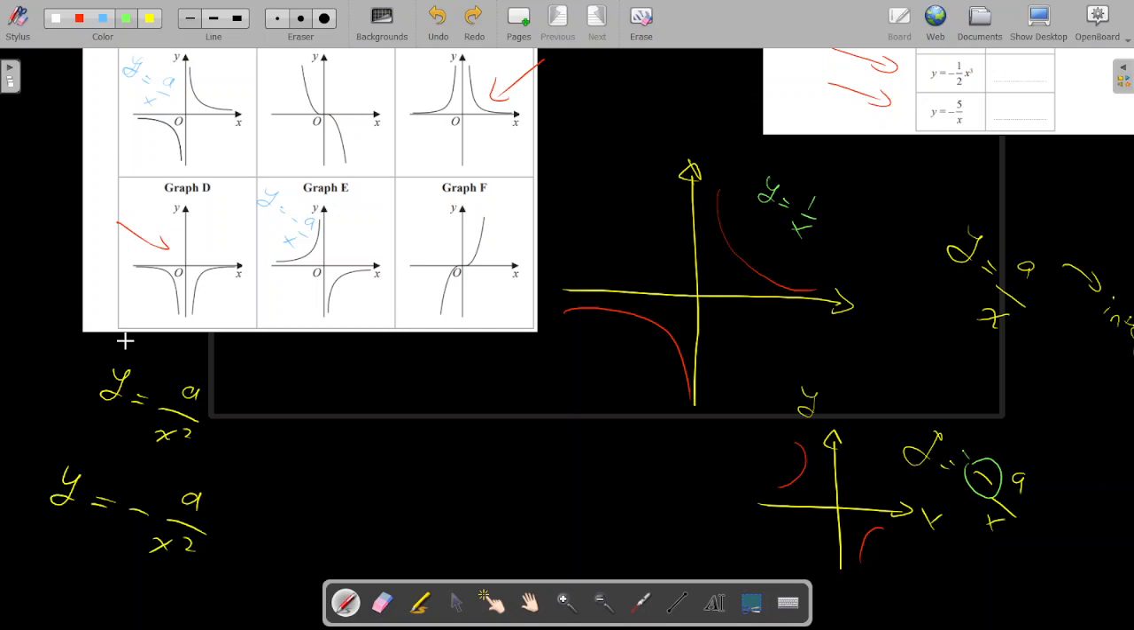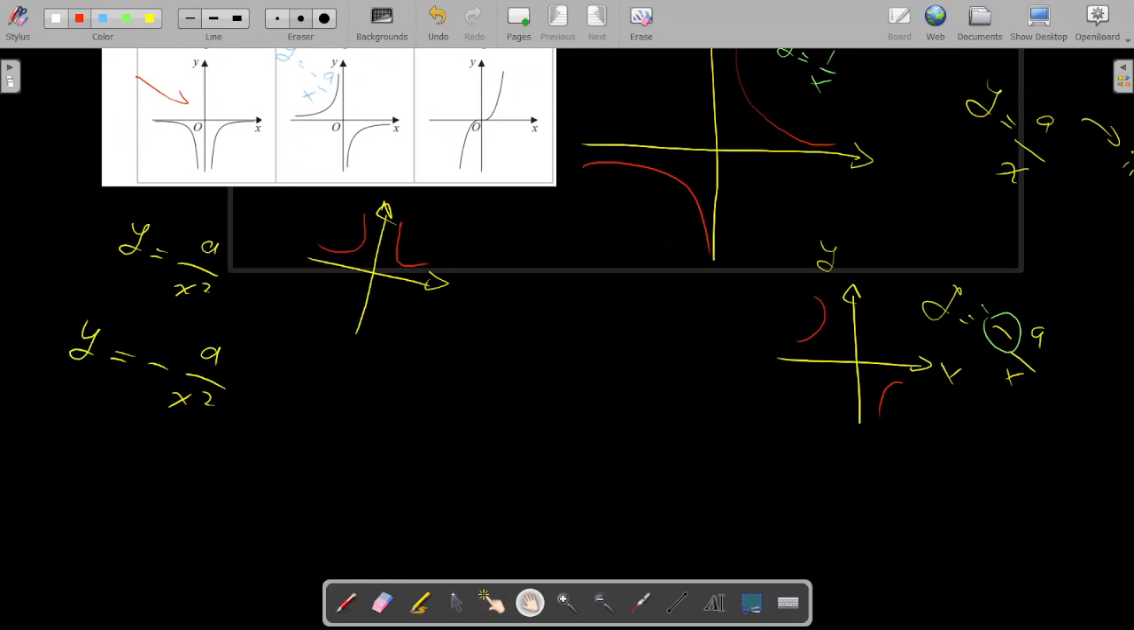The positive one, the one that represents a over x squared, is this one, where both parts of the reciprocal graph are on the positive axis parts. They're not on the negative side. While the one representing minus a over x squared is this one, which is in the negative parts of the x and y axes. So this represents minus a over x squared, and this represents a over x squared.